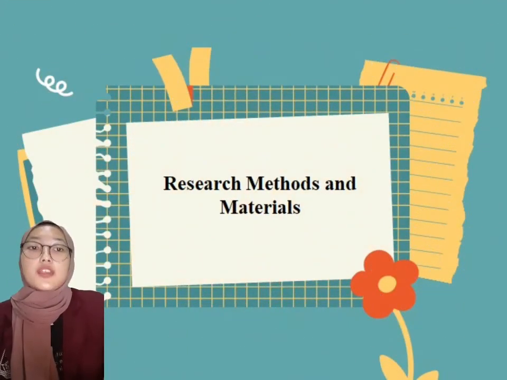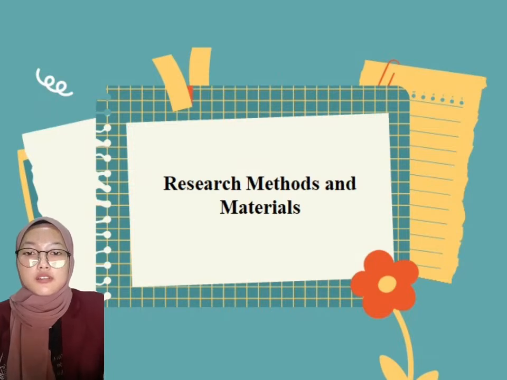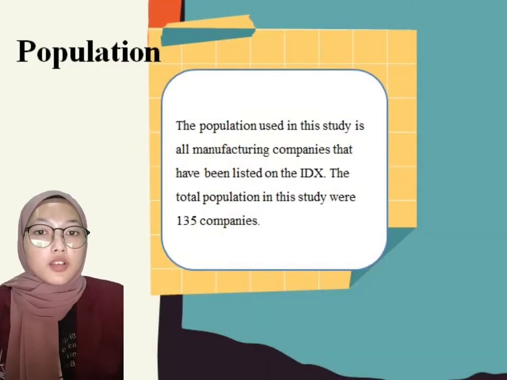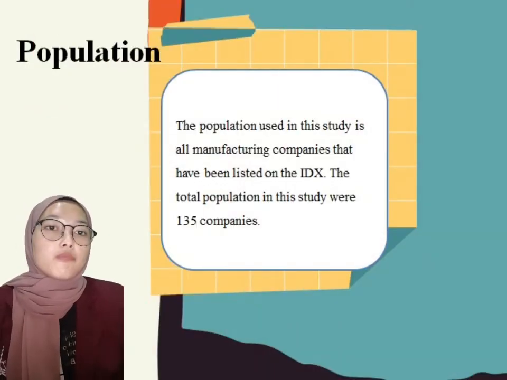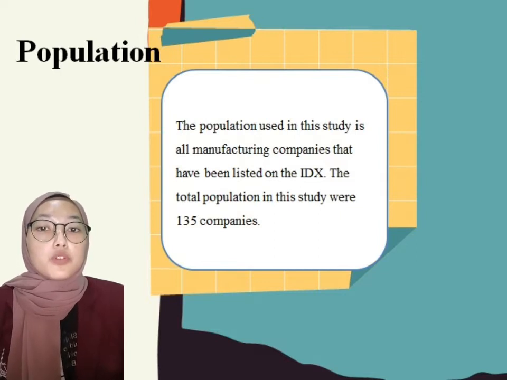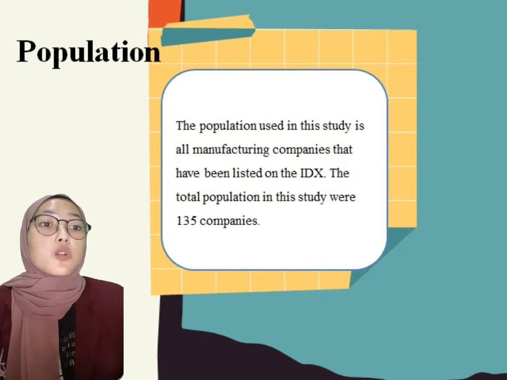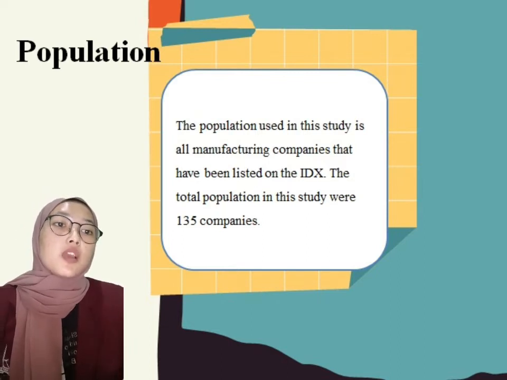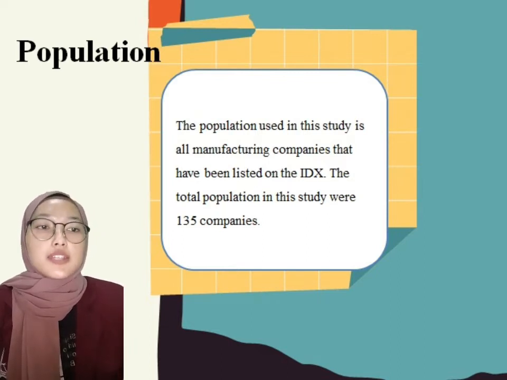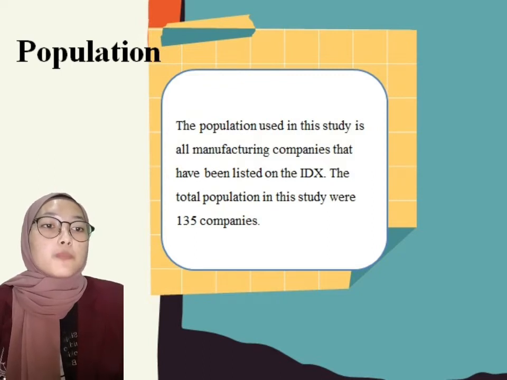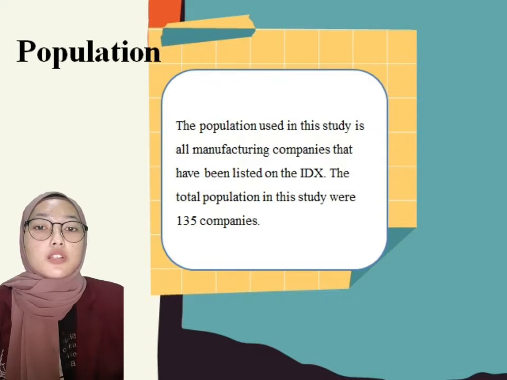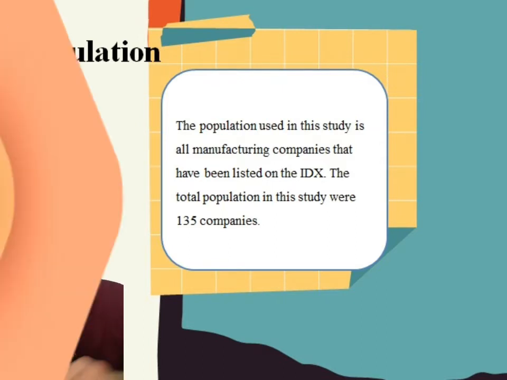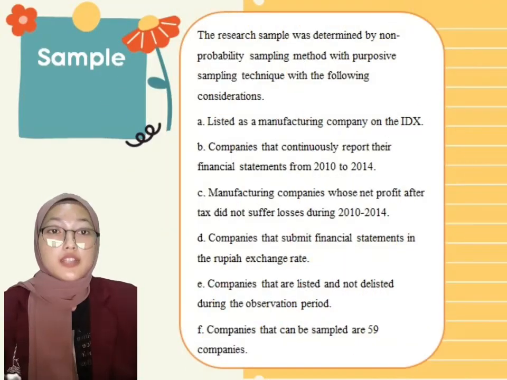Research methods and materials. Research 1: Population. The population used in this study is all manufacturing companies that have been listed on the IDX. The total population in this study was 135 companies.